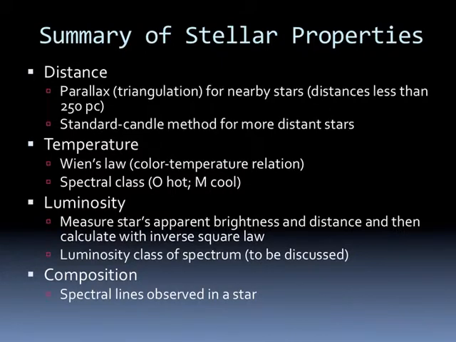So let's summarize the stellar properties we've looked at so far. We've looked at distance. We can use parallax for nearby stars and the standard candle method for measuring the distance to further stars. Temperature, we can use either Wien's law or spectral class. Luminosity, we can measure the star's apparent brightness and distance and then calculate it using the inverse square law. Or we can talk about luminosity class just by the spectrum. We haven't talked about that, but it's another way of determining luminosity. And we can also measure its composition from the spectral lines observed in a star.